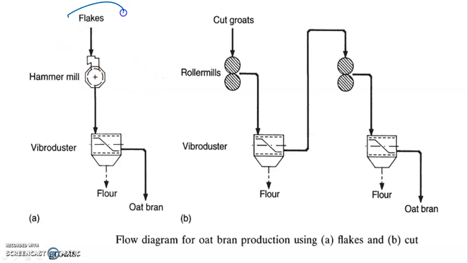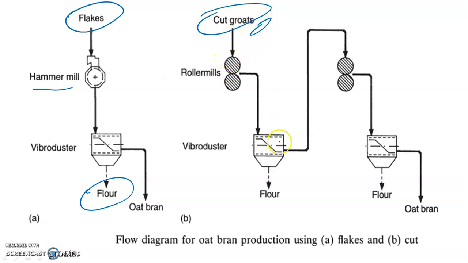Now we have flakes and we have cut groats. If we want to produce flour from the flakes, we have to use the hammer mill. We have to use the hammer mill to produce the oat flour. If we have cut groats, these are not flakes, these are cut groats or whole groats. How can we produce the flour from the groats directly or cut groats? We have to use the roll mill, just like we use the rolls in the case of wheat milling. It is very difficult to grind the flakes with the help of these rolls. That is why hammer mill impact forces are used, which can be achieved by using the hammer mill.